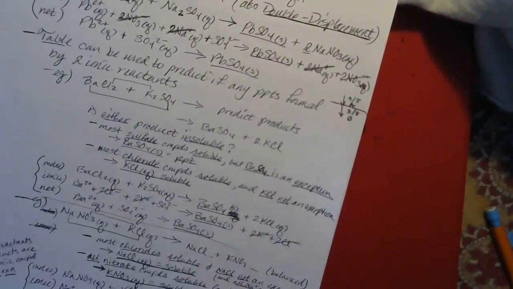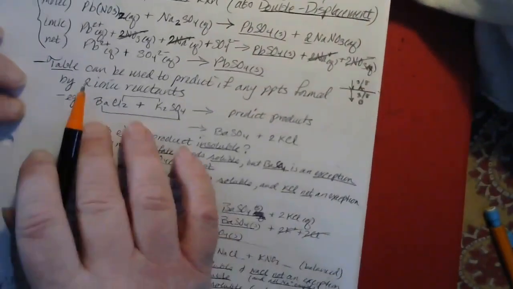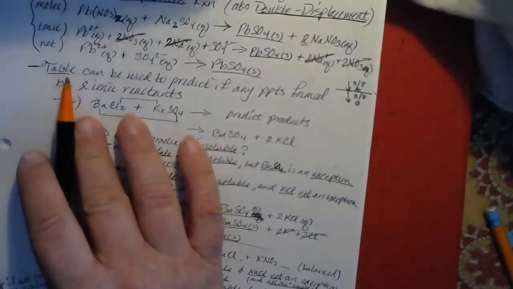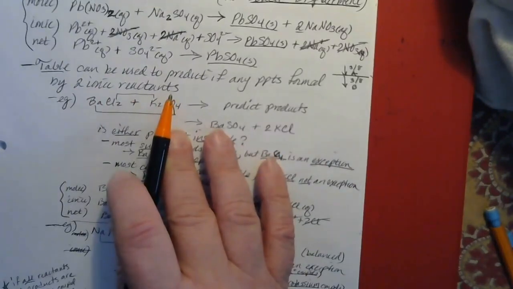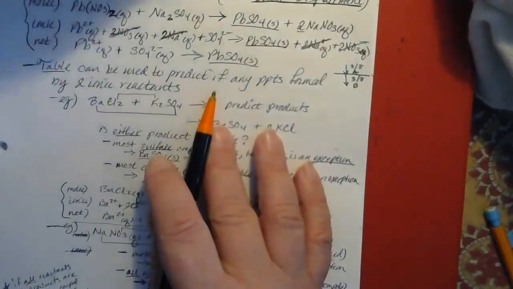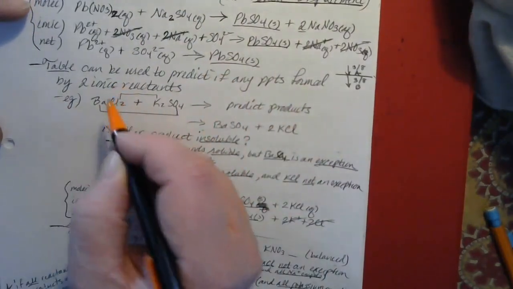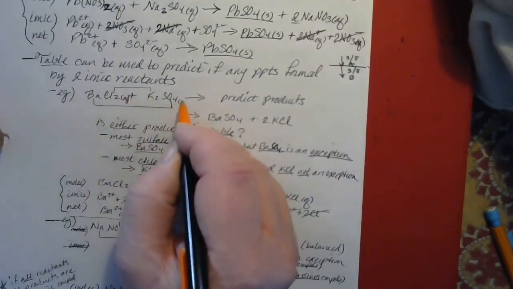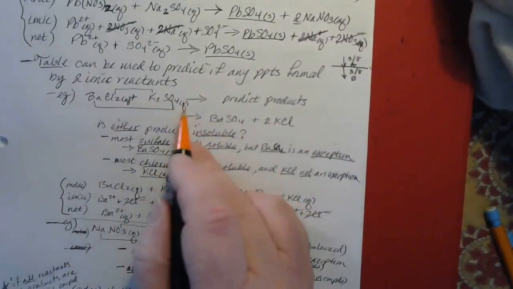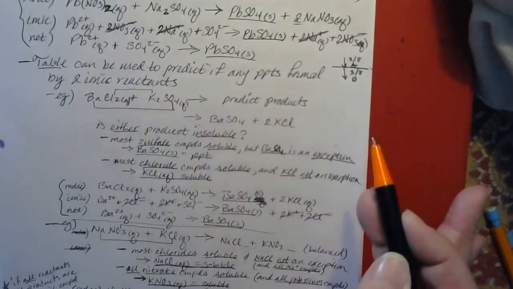Okay, back after our little break there, and I believe where we left off was the idea of using the solubility table to try to predict whether a precipitation reaction will happen or not with two ionic reactants that are soluble in water. An example would be barium chloride and potassium sulfate, which are both soluble in water. And the question might be, does this reaction occur, or what are the products?